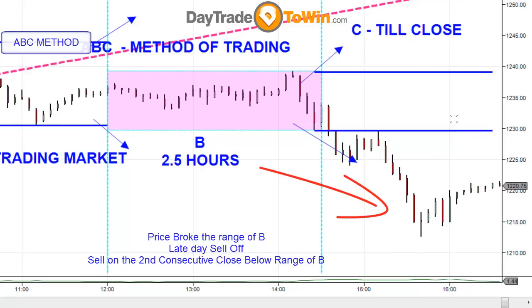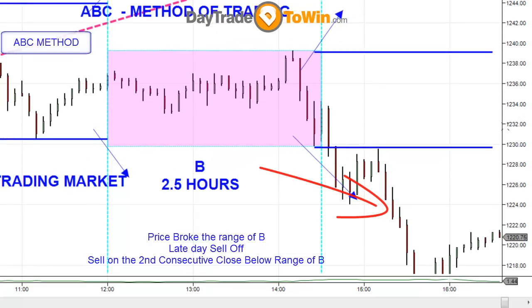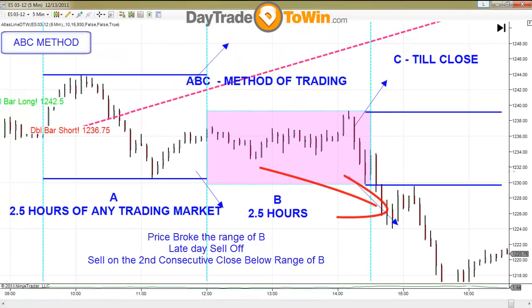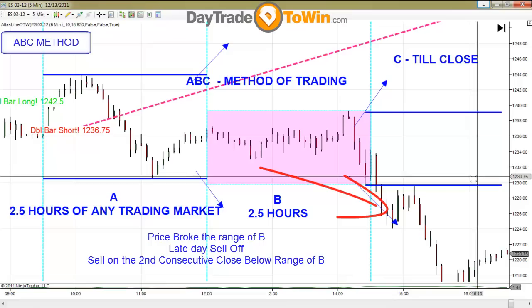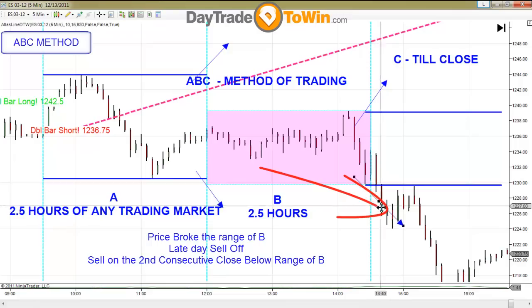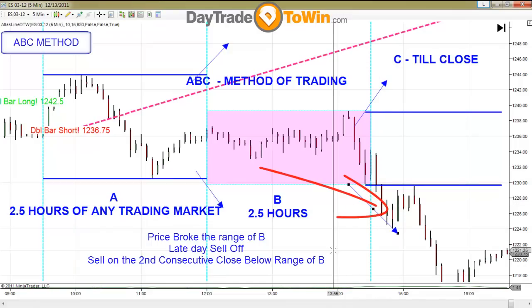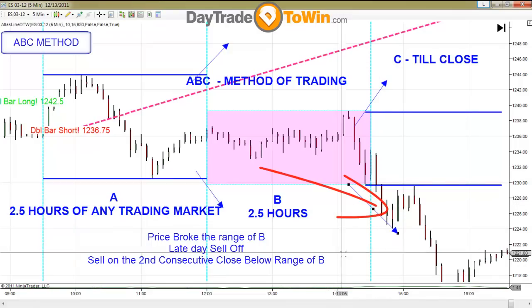Now remember, you can look at this on any market. So if you're looking at a FTSE, you're looking at a Euro, start the ABC pattern at the London Open, which happens to be 3 o'clock Eastern Standard or 8 o'clock local time at the Life Exchange in London. So here is December 13th, 2011.